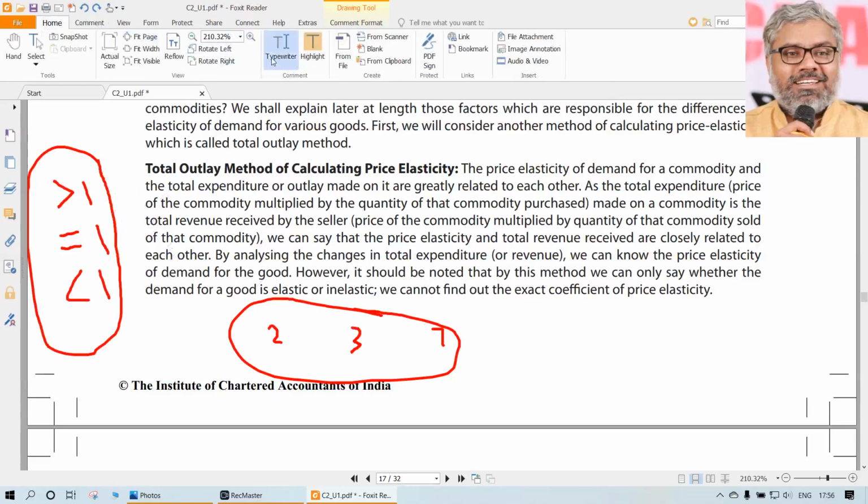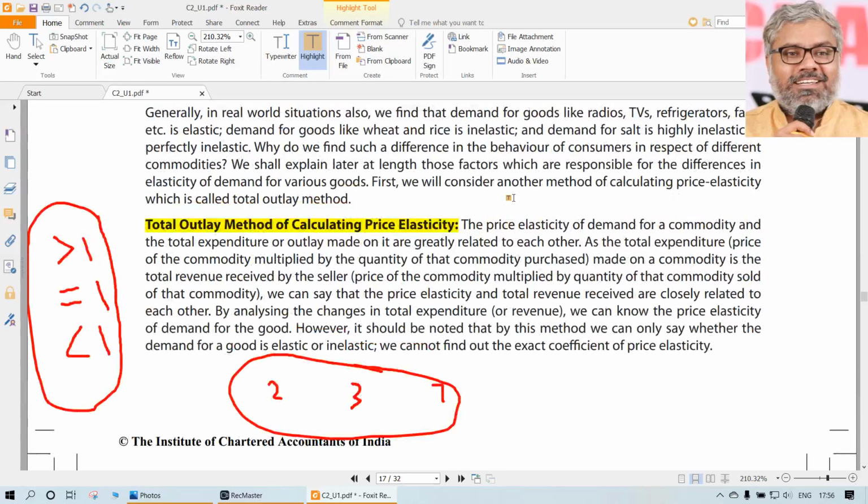So keeping that in mind, without calculating also we can find out the price elasticity of demand. That is called the total outlay method. Total outlay method, or sometimes it can also be called the total expenditure method. So total outlay or total expenditure method, or sometimes it can be called a revenue method also.